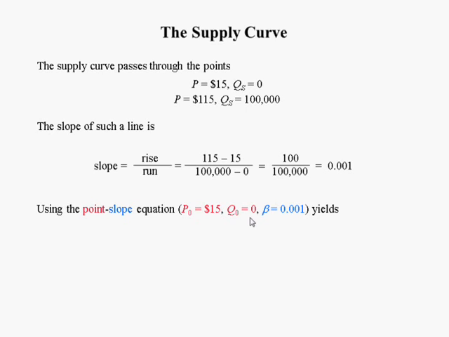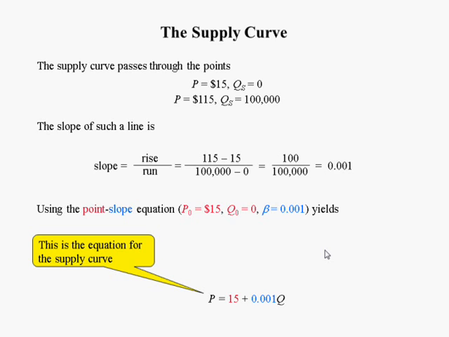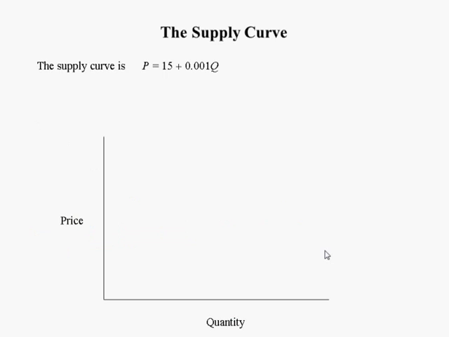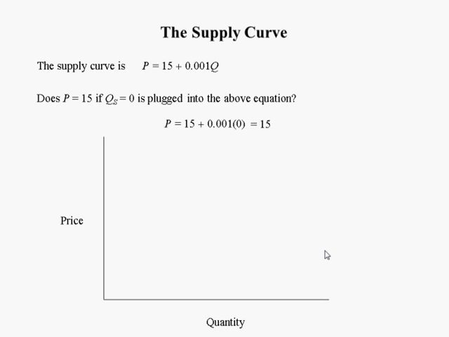We can pick either point. We picked the one where quantity is 0. We plug in the quantity and the price. The price is 15, quantity supplied is 0. We simplify, and we get the equation for the supply curve. Okay, so now let's double check and see if we did it right. If we plug in 0, we should get 15, and sure enough, we get 15.